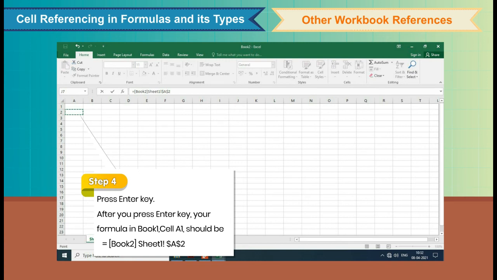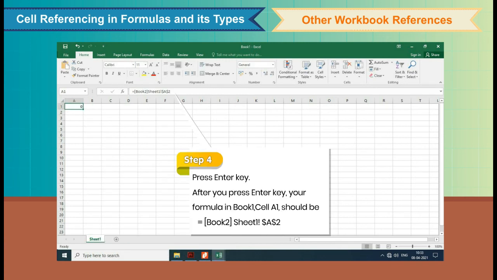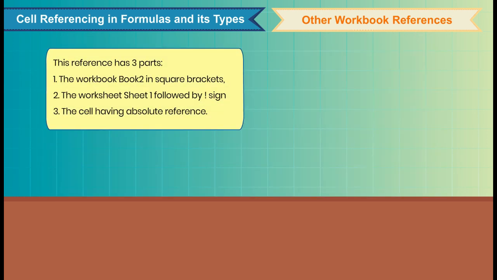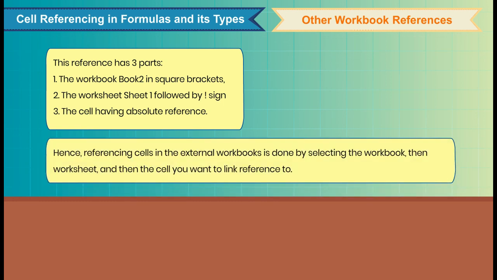After you press Enter key, your formula in Book1, cell A1 should be =[Book2]Sheet1!$A$2. This reference has three parts. 1. The workbook Book2 in square brackets. 2. The worksheet Sheet1 followed by an exclamation sign. 3. The cell having absolute reference. Hence, referencing cells in the external workbooks is done by selecting the workbook, then the worksheet, and then the cells you want to link the reference to.